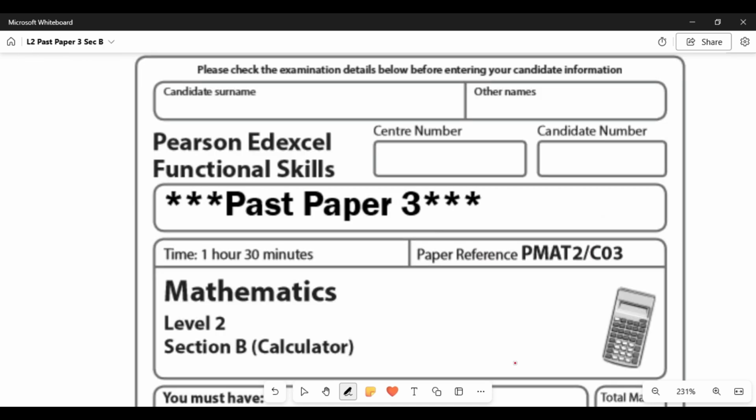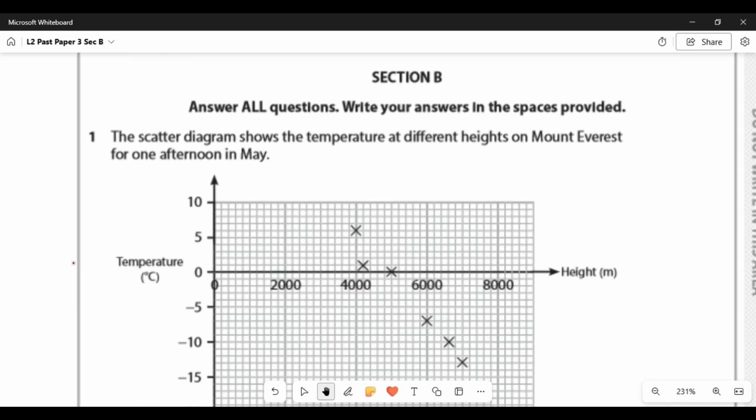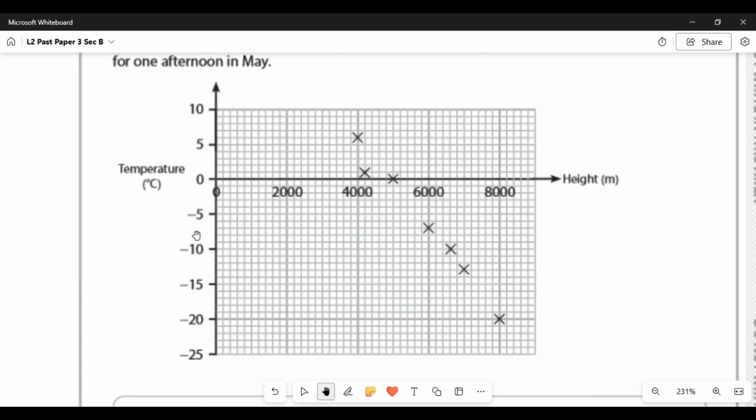So this is section B. Obviously we can use our calculator for this one, and I'd probably recommend using a scientific calculator for any of these level 2 papers, especially in your exam. Well, let's have a look at the first question. Question 1. The scatter diagram shows the temperature at different heights on Mount Everest for one afternoon in May. So you've got temperature along this side, and you've got height for the horizontal axes.